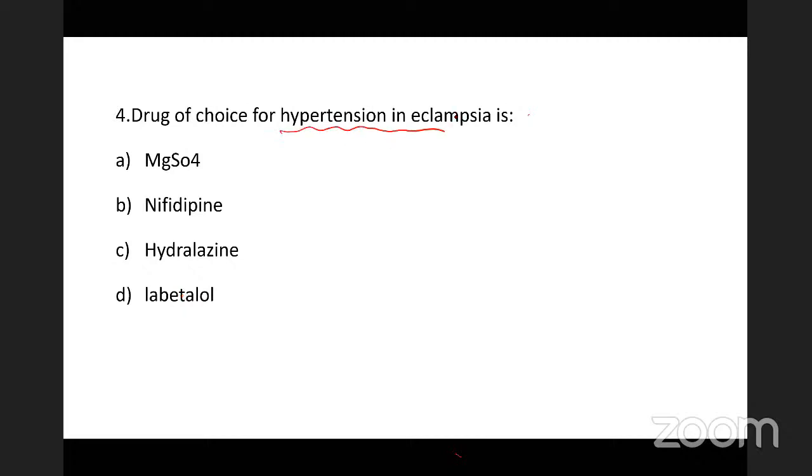Drug of choice for hypertension in pregnancy. In the following options, what is the drug of choice for hypertension in pregnancy? Okay, so don't go directly for magnesium sulfate, because they're asking about hypertension in pregnancy. Our aim is to reduce the BP. Magnesium sulfate is used to control the convulsions in eclampsia. Whenever a pre-eclampsia patient, that is pregnancy-induced hypertension, develops convulsions or seizures and CNS manifestations, we have to go for magnesium sulfate to control the convulsions, not to reduce the BP. So here they are asking the drug of choice for hypertension in pregnancy. So the drug is labetalol.